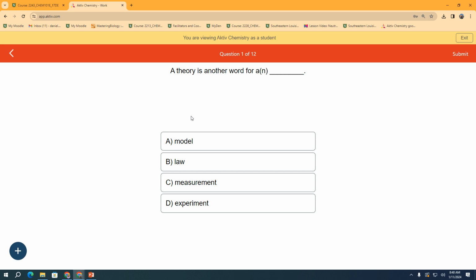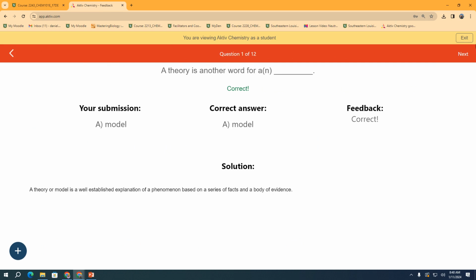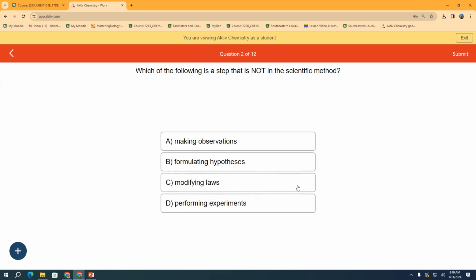So looking at question 1, if you can open up your question 1 right now, you can answer it as we're doing it. A theory is another word for a model. All right, and so that tells us it's correct. We can move on. Which of the following is not a step in the scientific method? All right, modifying laws.